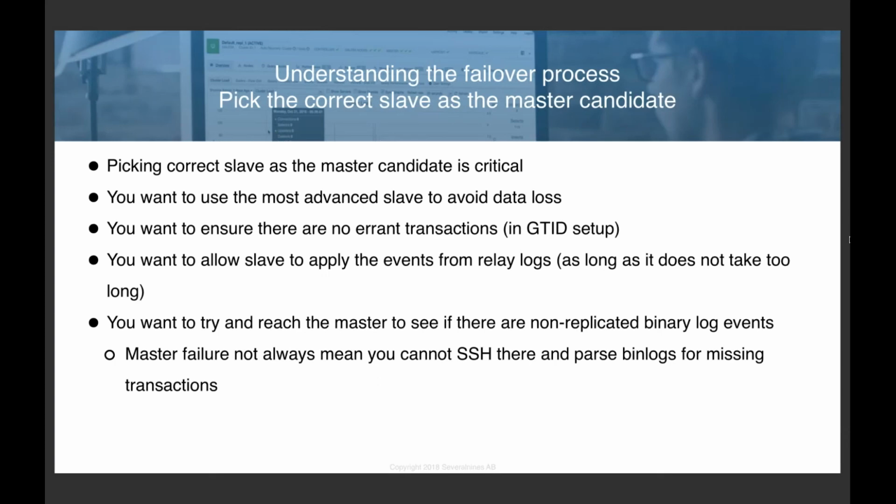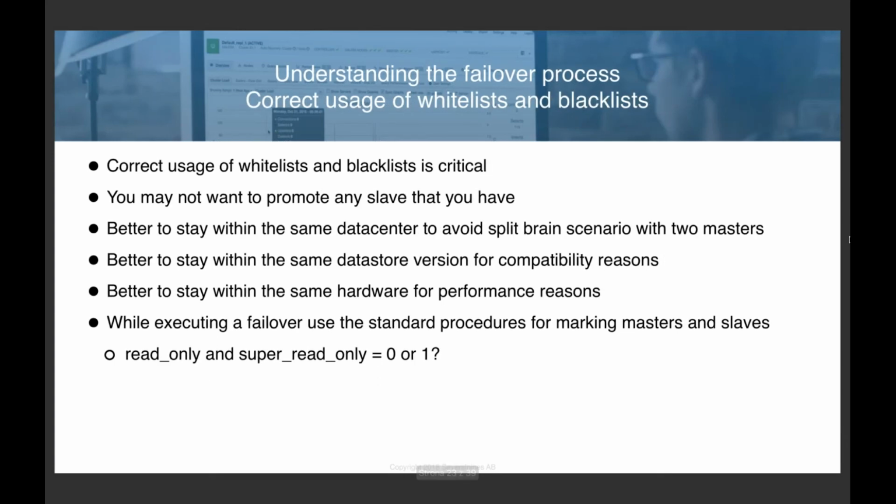Again, as I said, check for rogue transactions in GTID setup. I mean, you don't want to be in a situation when you perform a failover, but then you find that all of the remaining slaves cannot really slave off the new master because of the rogue transactions. And you want to try and reach the master, right, to see if there are non-replicated binary log events. Because now, if the master is not available, it doesn't mean that you cannot SSH there. Sometimes it's just that the process is down or whatnot, but you still can get there and, let's say, maybe extract binary logs and then verify that your slave has all of the data.